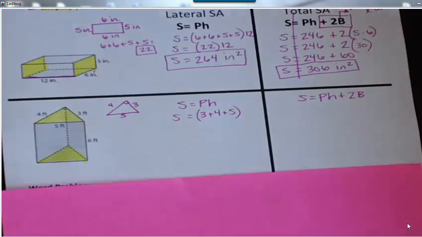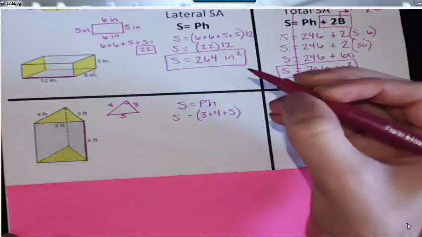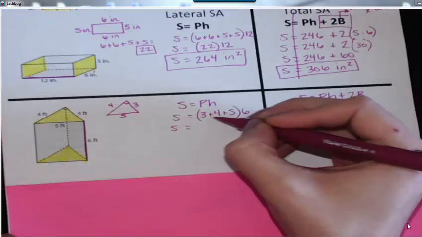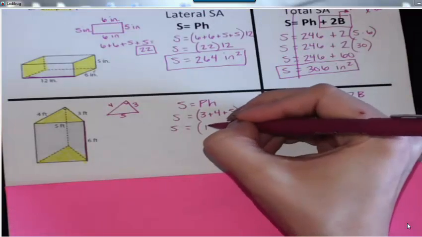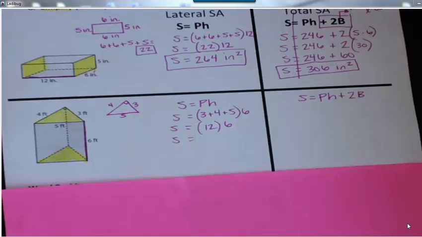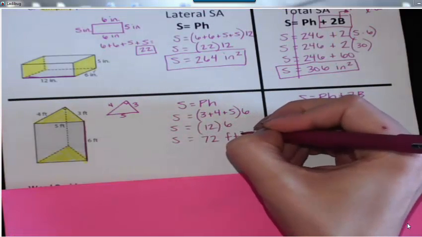What did that H stand for again? Okay, it's the height between the two bases, which they've labeled for me already, which is 6. So use order of operations to solve. I'm going to add what's in parentheses first, and I should get 12. And now I should multiply 12 times 6, which is 72, and this is feet squared.